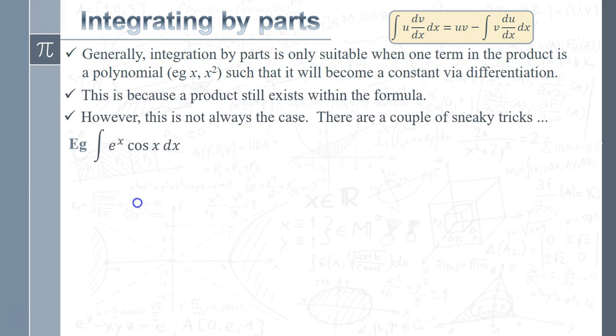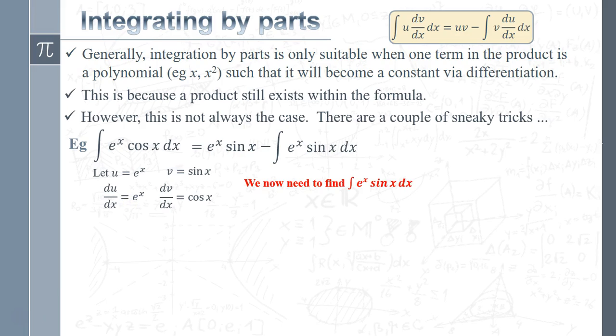But bear with me, let's see what happens. So let's choose u to be e to the power x and go through the process. There you go, du dx is the same thing. dv dx is cos x, we need to integrate that. We end up with v being sin x. Put it all together, so there's my uv minus the integral of v du dx. And there we go, we now need to find the integral of e to the x sin x.